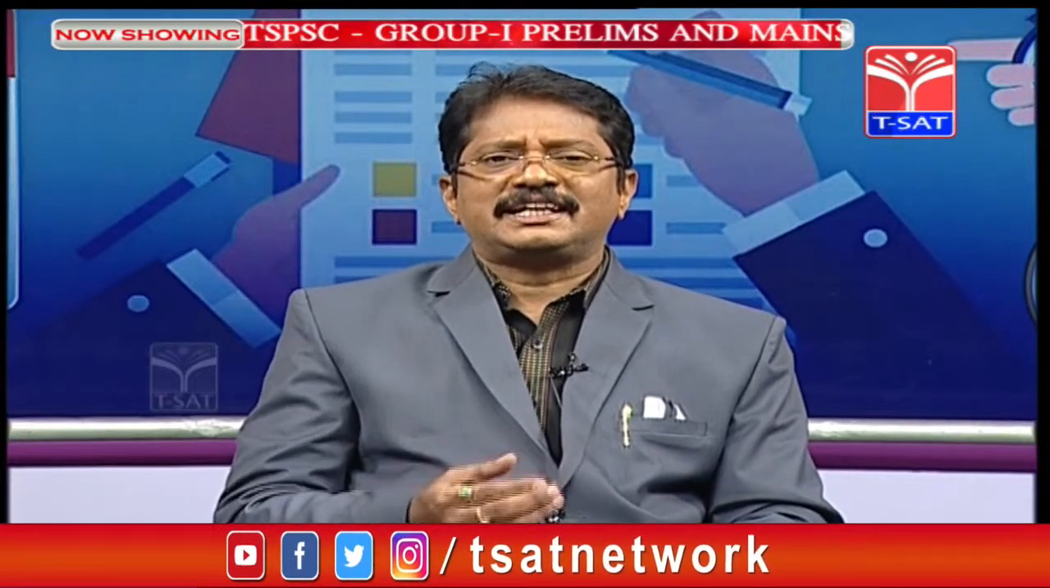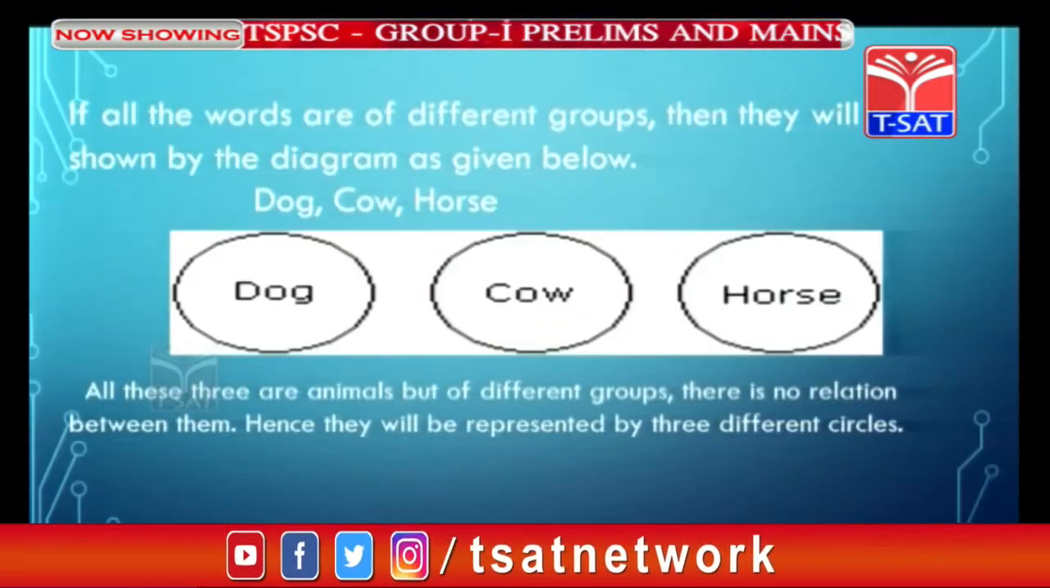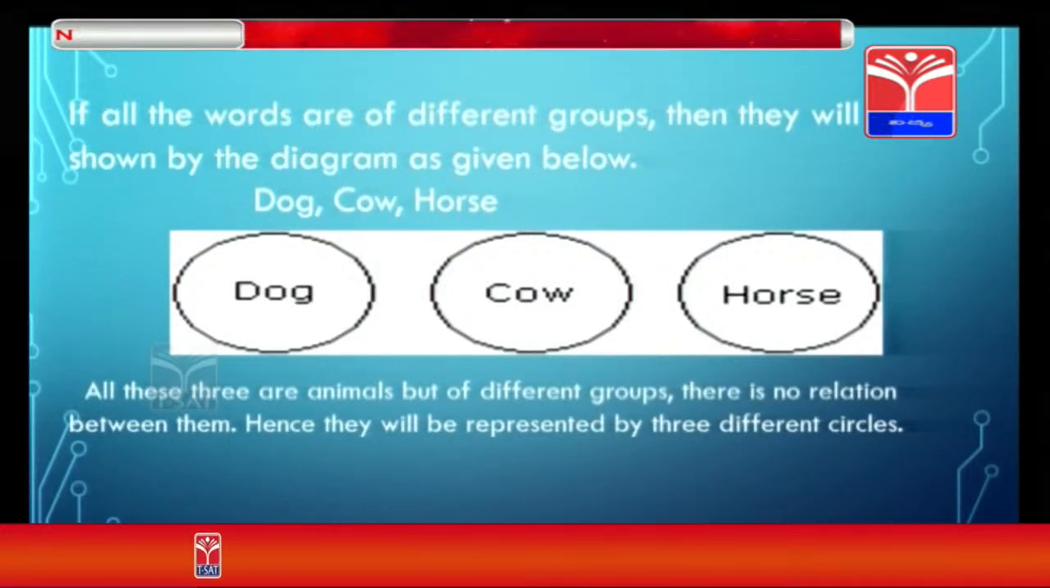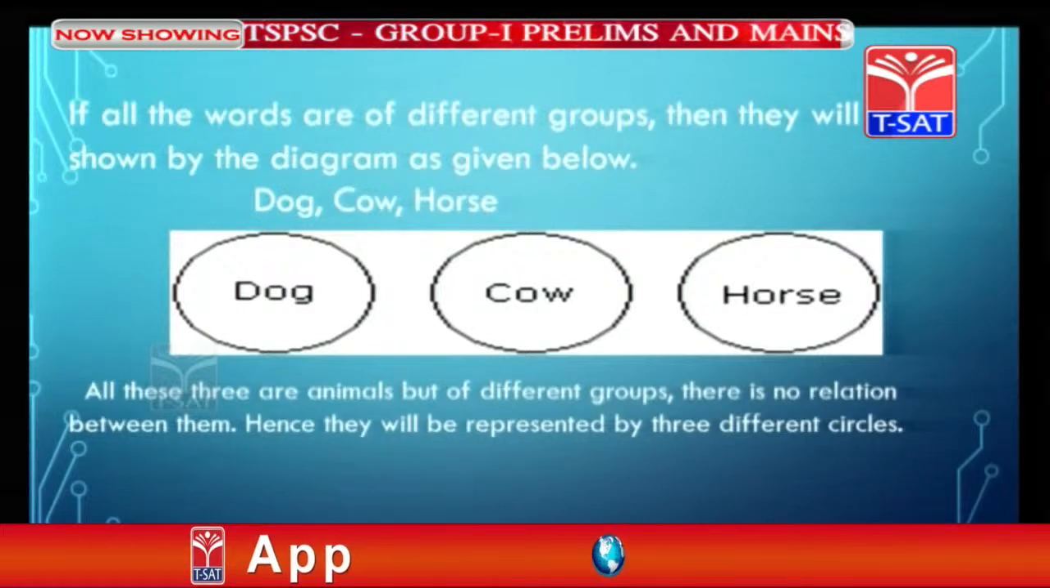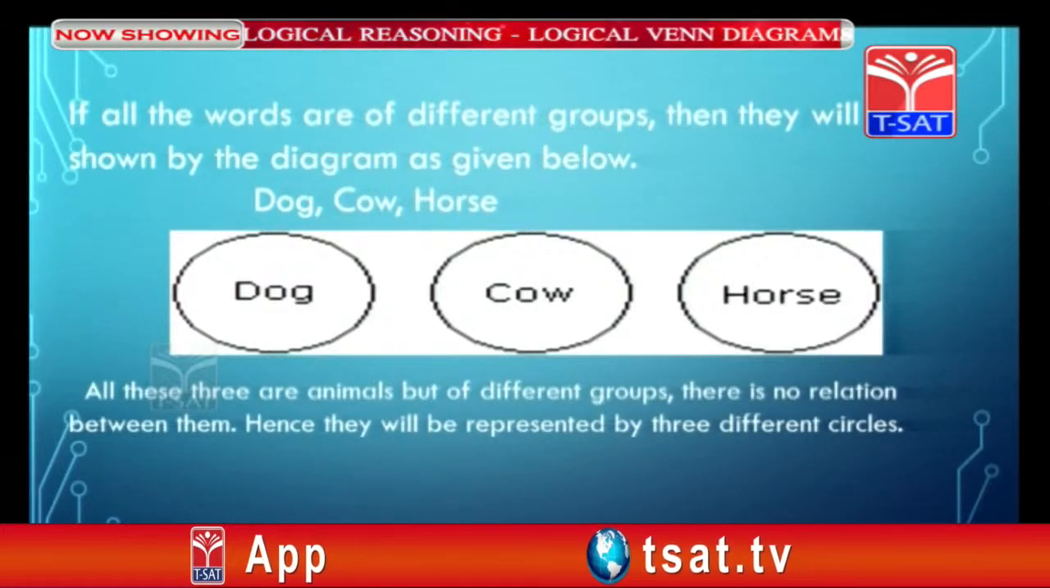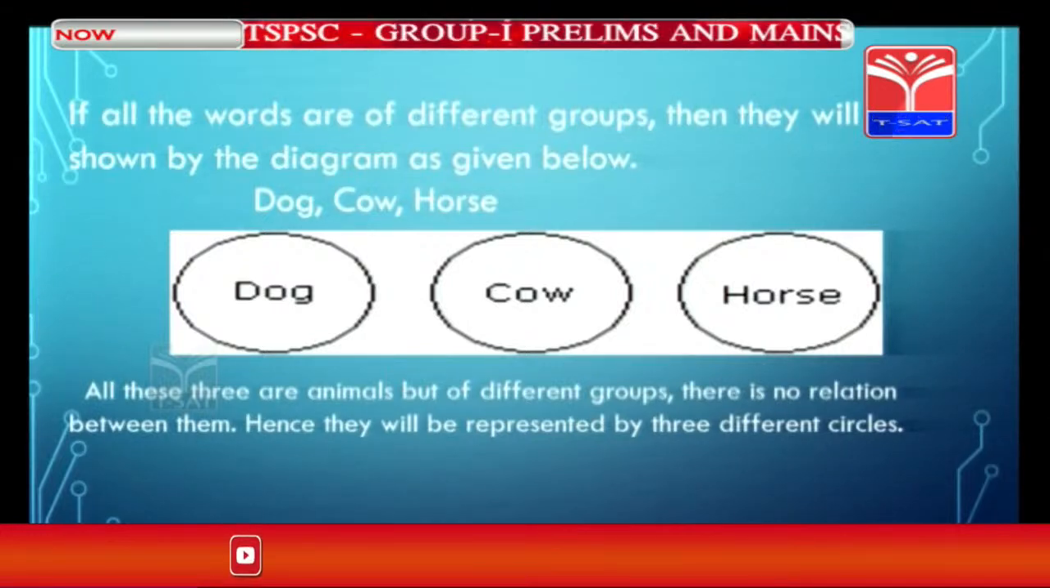So, we will give the data in terms of words, letters, numerals, symbols also sometimes. We will see how we are going to draw it. Clear? Okay. Now, we will see. Here the question is, if all the words are different groups, then they will be shown by the diagram as shown below. Here dog, cow, horse, these three are given.